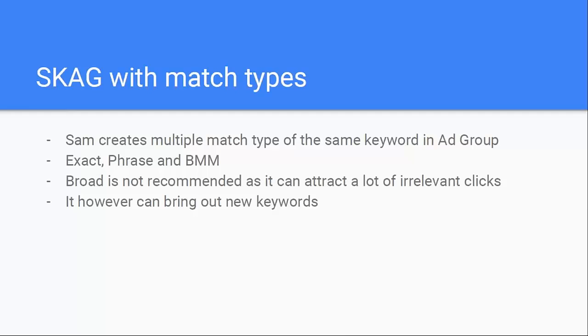Salil, please. All right. So this is what the question was, and this is where you're doing single keyword ad groups with match types. She realizes that match types are there, and she can use these match types in the ad groups. So what Sam does is, instead of having single keyword ad groups, she adds all the 3 match types, exact, phrase, and BMM, broad match modifier, in the same ad group, and she sees how it performs.